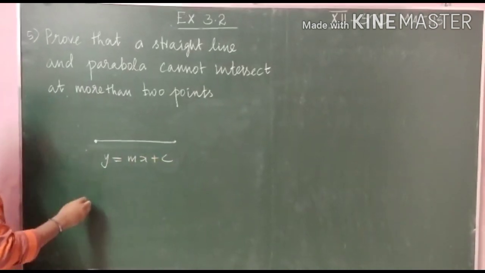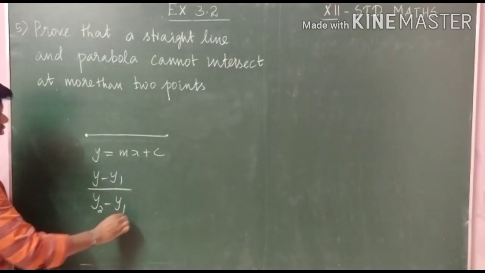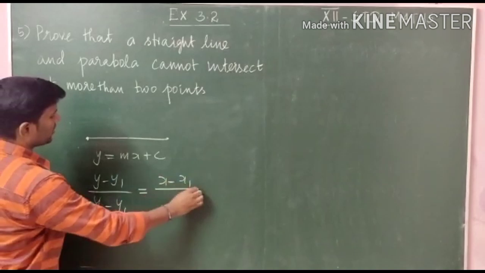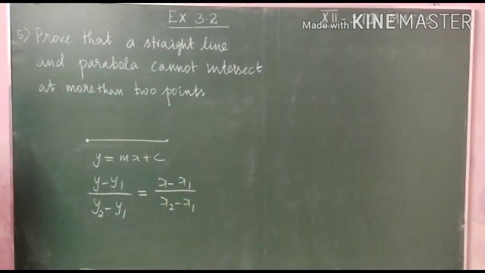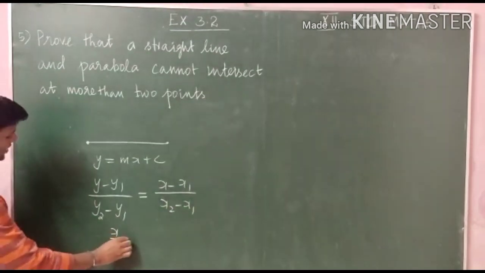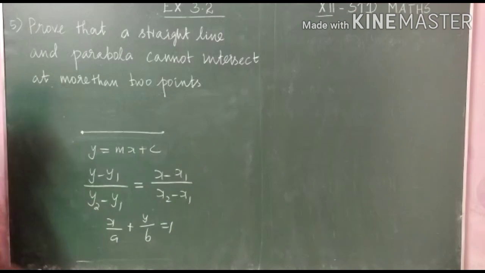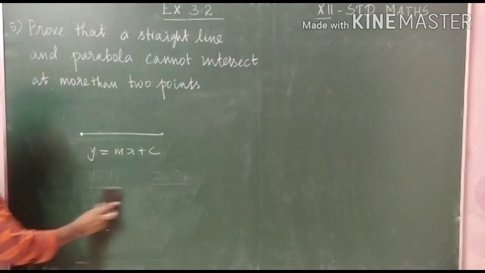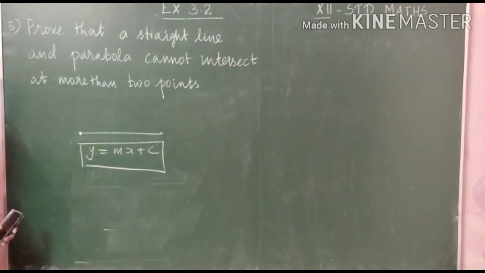Suppose they give 2 points: (y minus y1) by (y2 minus y1) is equal to (x minus x1) by (x2 minus x1). So this is the equation of a straight line. Then x by a plus y by b is equal to 1. This is also a straight line. So for any straight line, I take the equation of the straight line as y is equal to mx plus c.